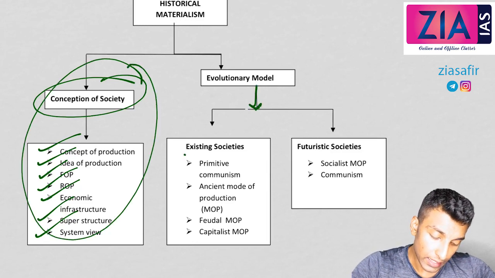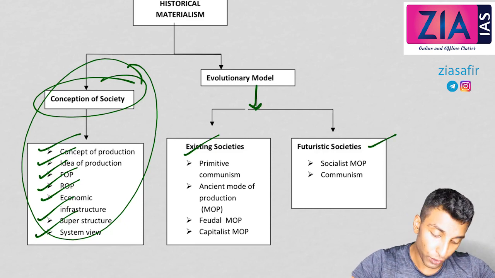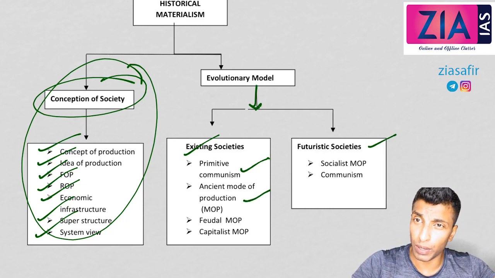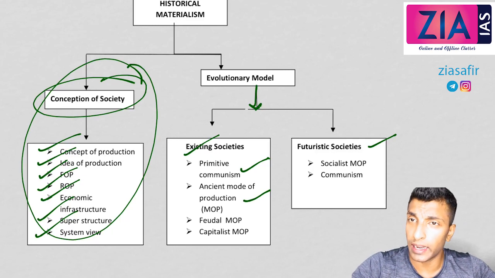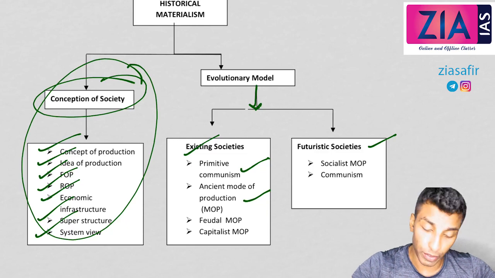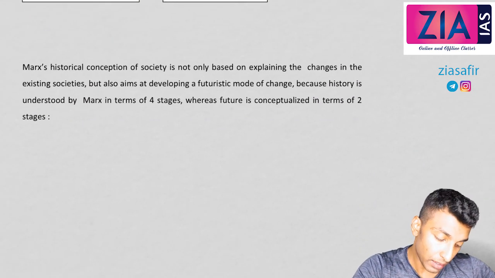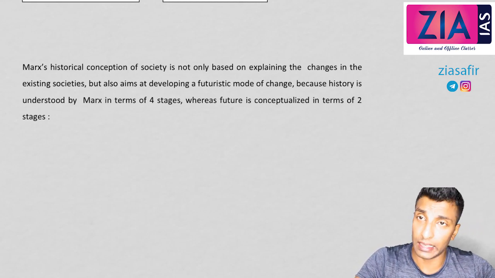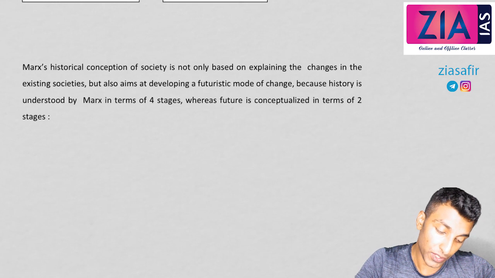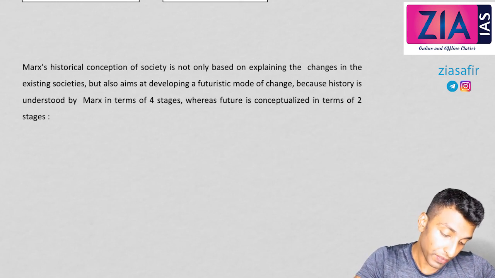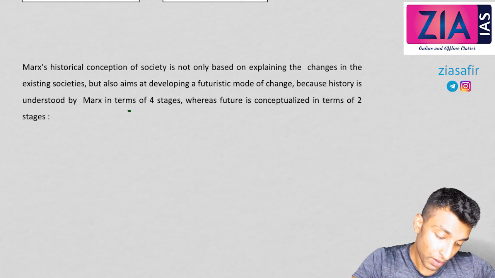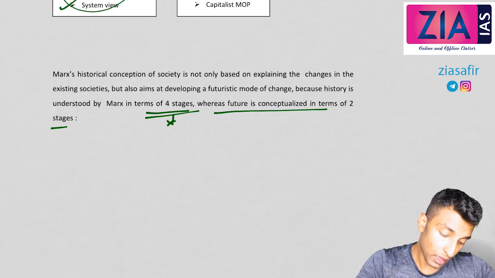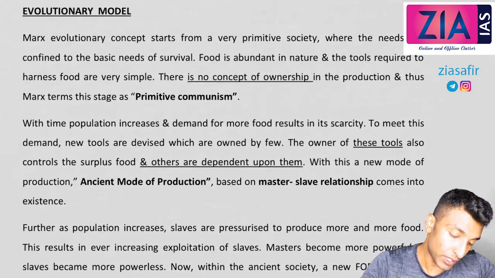Evolutionary model, if you see, existing societies and futuristic societies. Existing society, 4 stages: primitive communism, ancient mode of production, feudal mode of production, capitalist mode of production. Futuristic, again in 2 stages, socialist mode of production and communist mode of production. So Marx's theory of historical materialism, or historical conception of society, is not only based on explaining the changes in the existing society, but also aims at developing the futuristic mode of production, futuristic mode of change, because this theory is understood by Marx in terms of 4 stages, whereas the future is conceptualized in terms of 2 stages. Okay, so existing society 4 stages and future 2 stages.